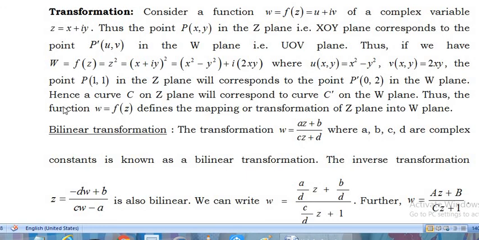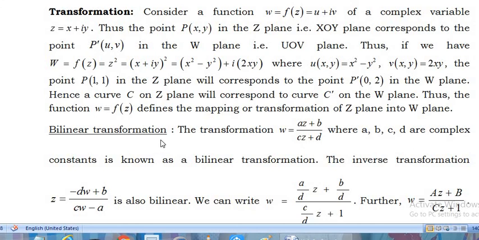Hence, if we have a curve C on the z plane, that will correspond to another curve C dash on the w plane. Thus, the function w equal to f of z defines the mapping or transformation of the z plane into the w plane.